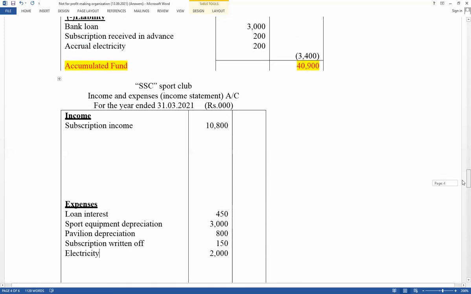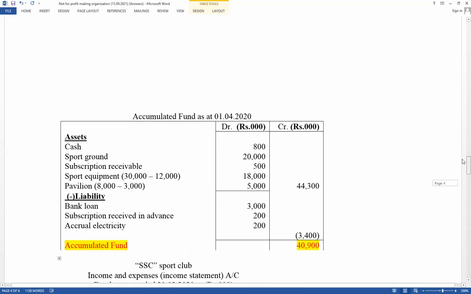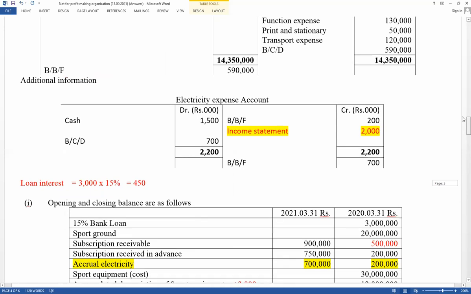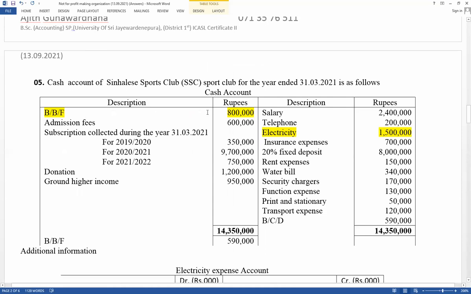Now think about the cash account. Let's look at the cash account from the beginning. All the additional information we have discussed. Think of the cash account debit side from the beginning. The admission fees and opening balance we have considered. The opening balance should be included under the accumulated fund calculation. Then the admission fee income.